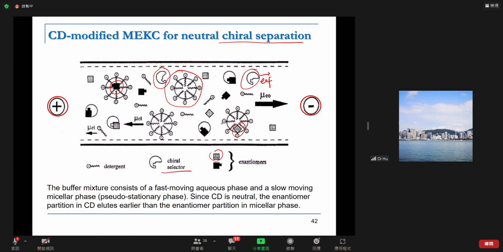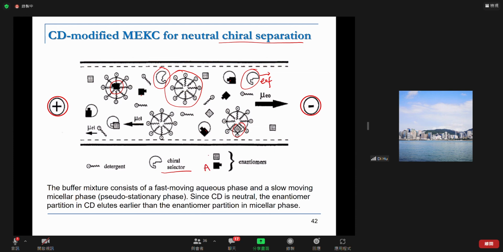Okay, so in the case of those highly hydrophobic analytes, they seem to be totally incorporated into the micelle in the absence of CD. And if, in addition, we add CD, then the situation changes, because now one of the enantiomers prefers to be in the CD. And then can you tell me which one comes out first?